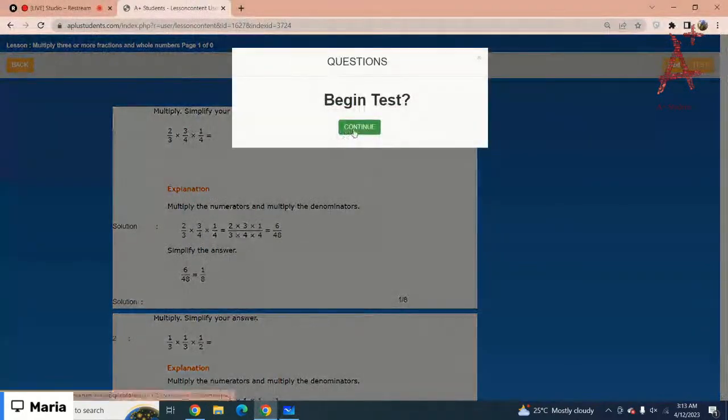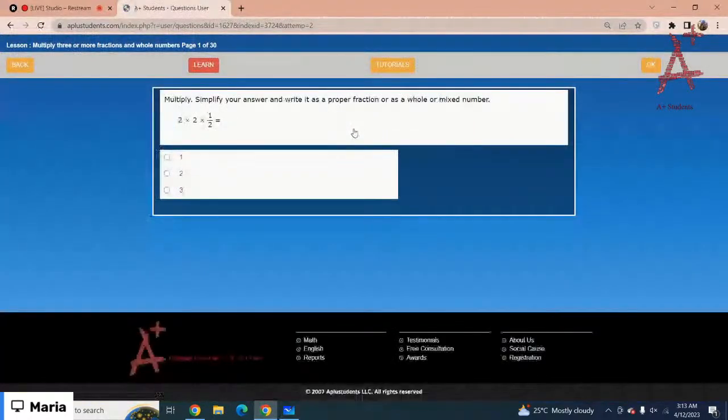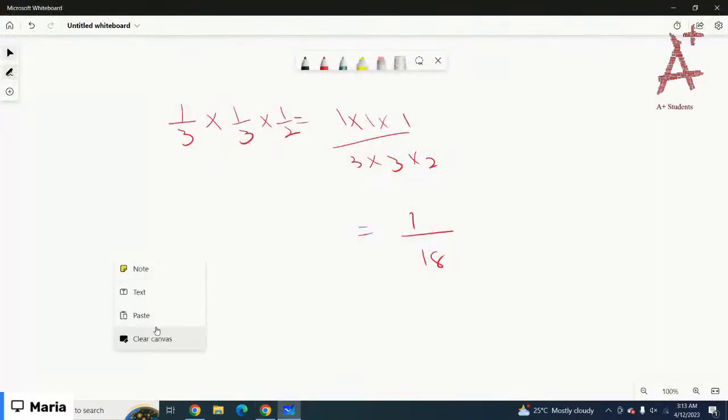Let's just start with the test questions. Multiply. Simplify your answer and write it as a proper fraction or as a whole or mixed number. So you have to do 2 times 1 over 2. Got it?